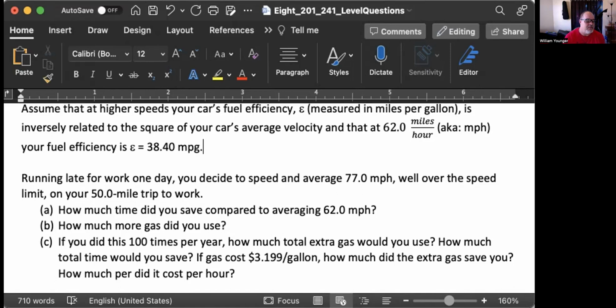And then finally, in C, if you did this 100 times per year, how much total gas would you use? How much total time would you save? And if gas costs $3.19 per gallon, how much did the extra gas, or excuse me, how much did the extra gas cost you? I wrote save you for some reason. I have no idea why I did that. And how much did it cost per hour?